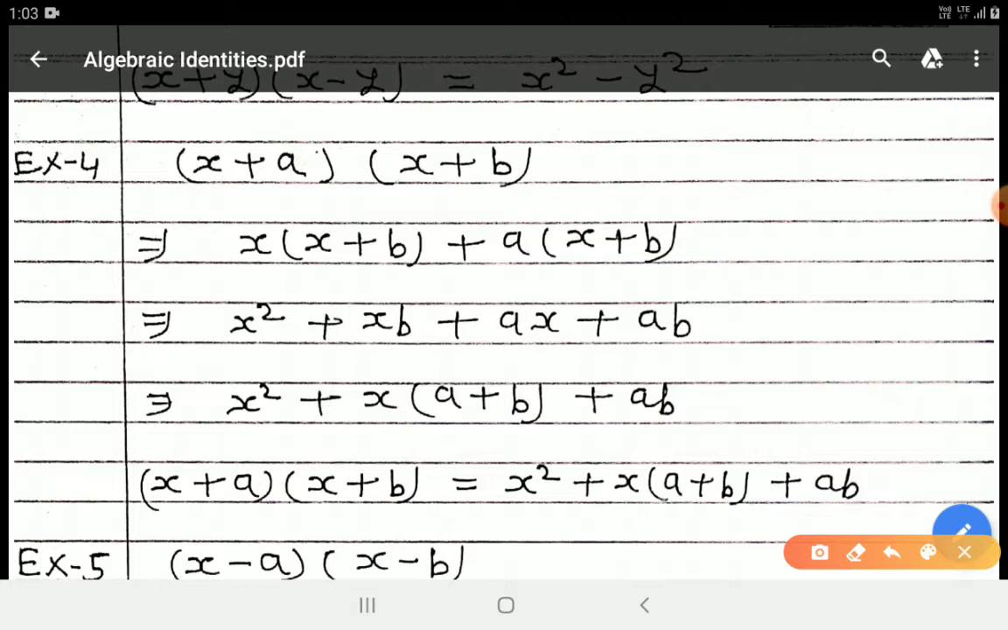See here, we will see what is common in the two terms. Look, these two terms, bx and ax. What is common in these two? x is common, so we will take x common. So in the bracket a plus b remains. So in the last, the value of (x + a)(x + b) is x square plus x into (a + b) plus ab.